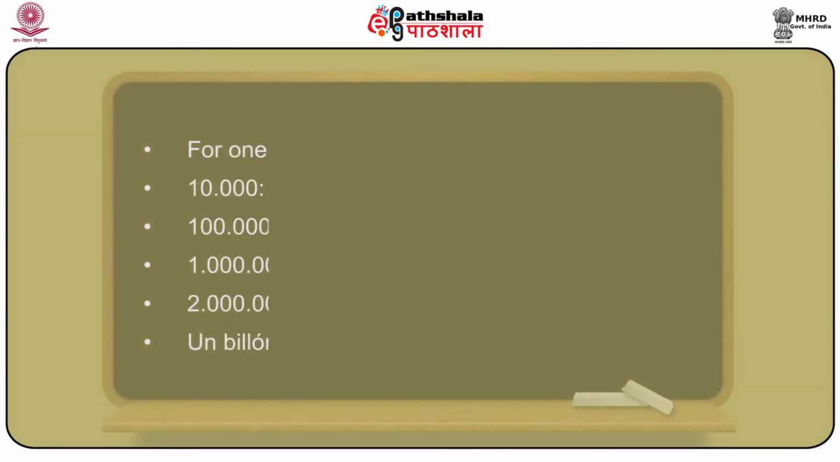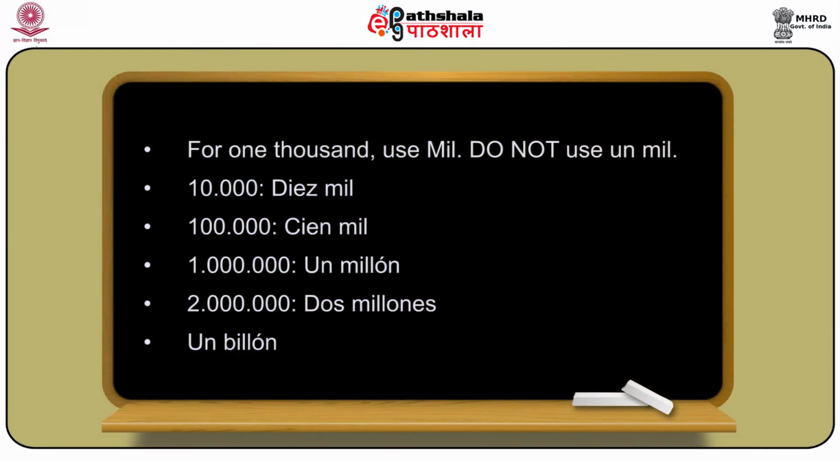But remember, for 1000 we never use un mil. So literally un means one and mil will be 1000.